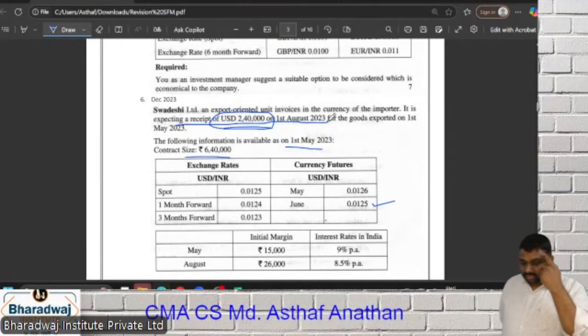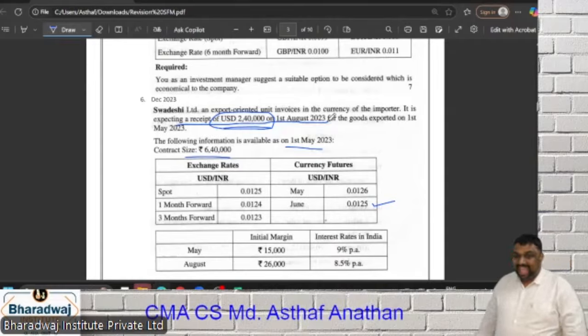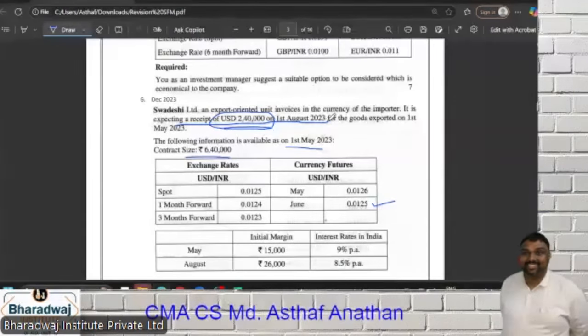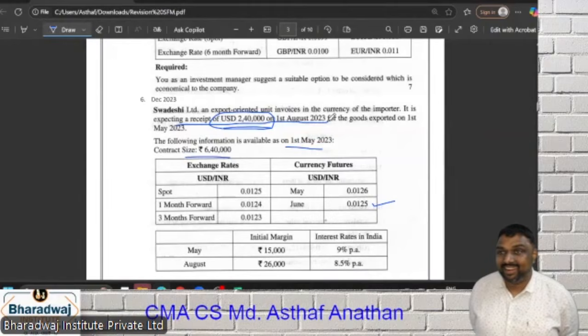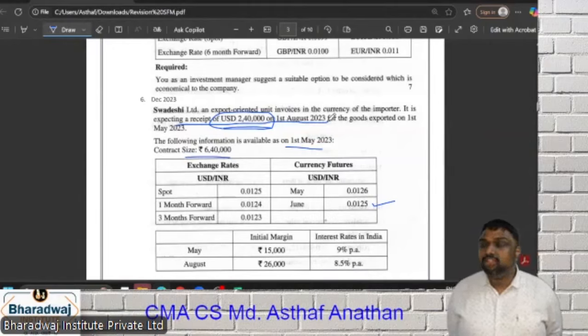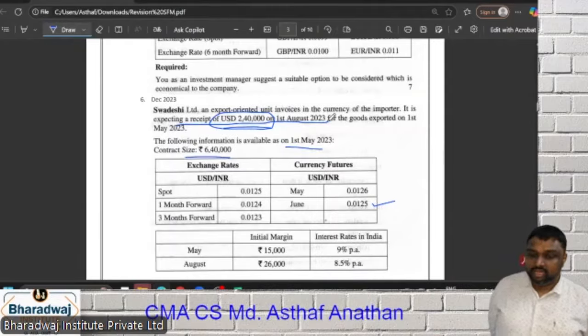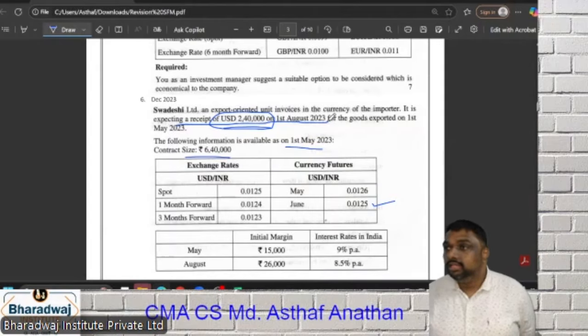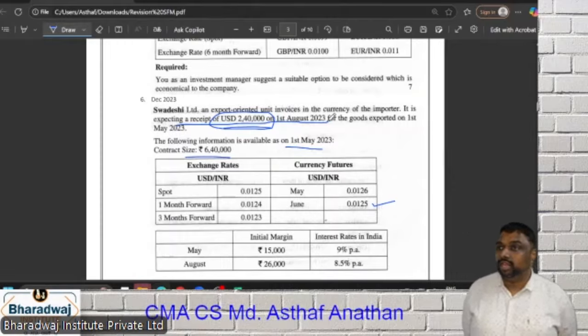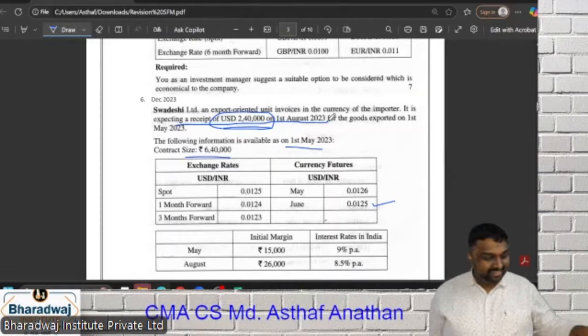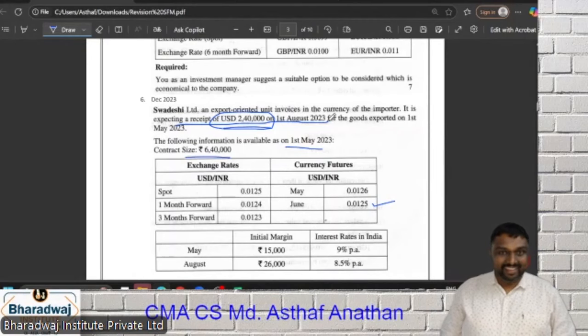Come on, friends. Direct quote over here, no confusion, friends. A two-way quote is not there, so no need for bid or ask. It is an indirect quote, so just divide. That's all. So 2,40,000 divided by 0.0123. That's all. Yes, what is the number?